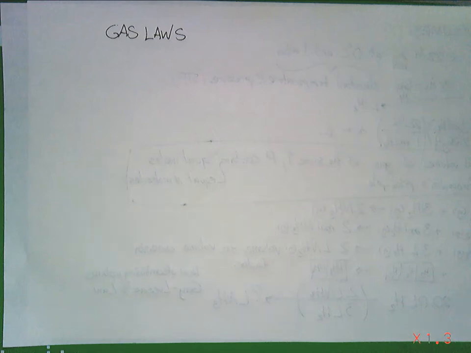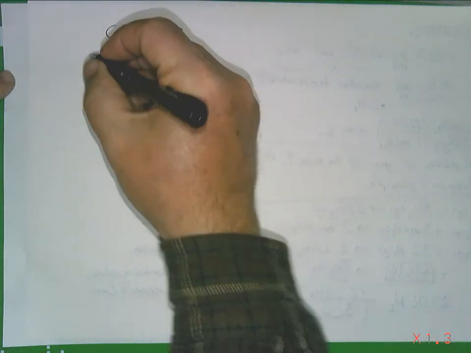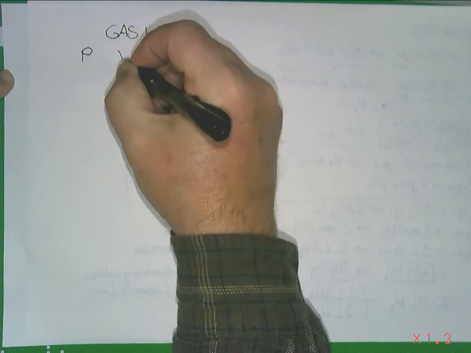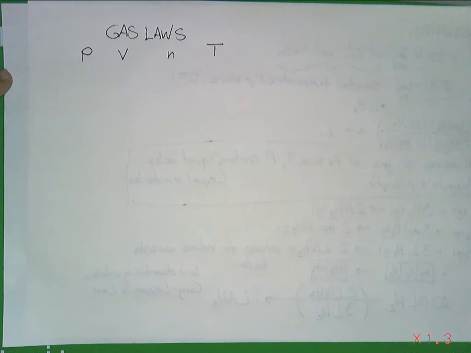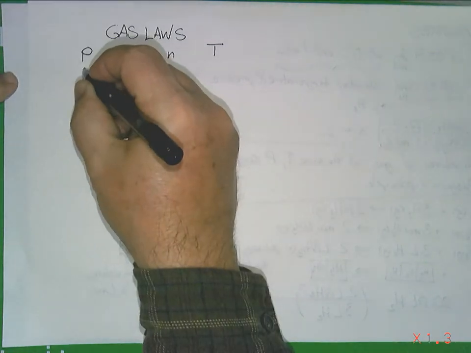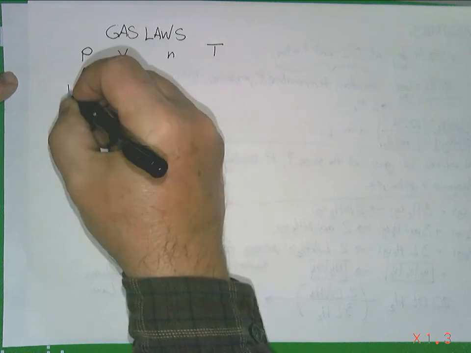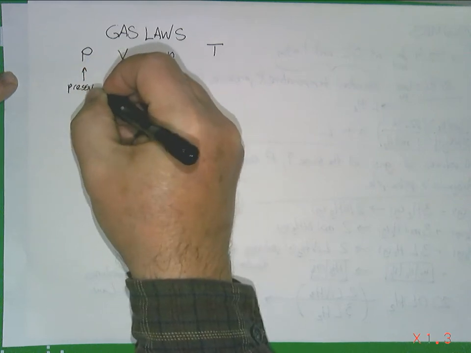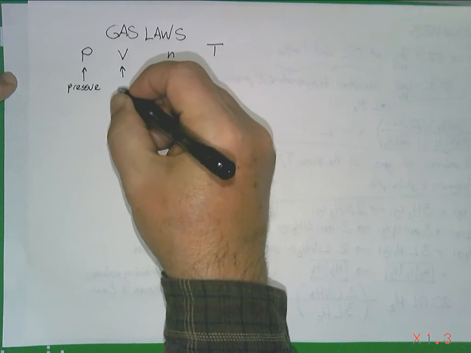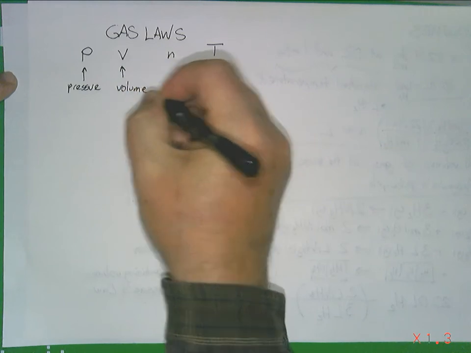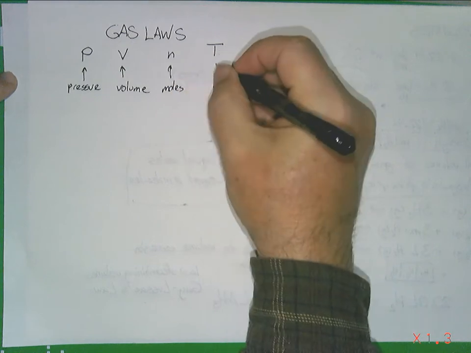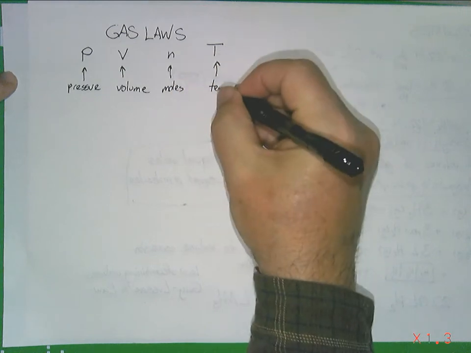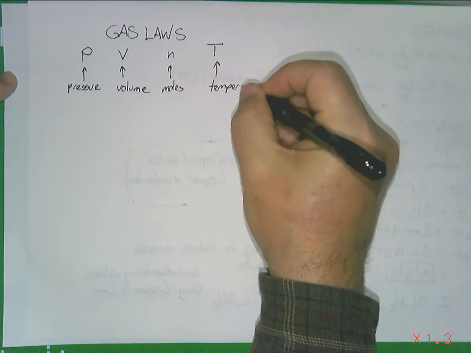We've seen that there are four basic gas properties: pressure, volume, moles, and temperature in Kelvin. And if you know those four, you can pretty well characterize a sample of a gas. The temperature has got to be in kelvins.